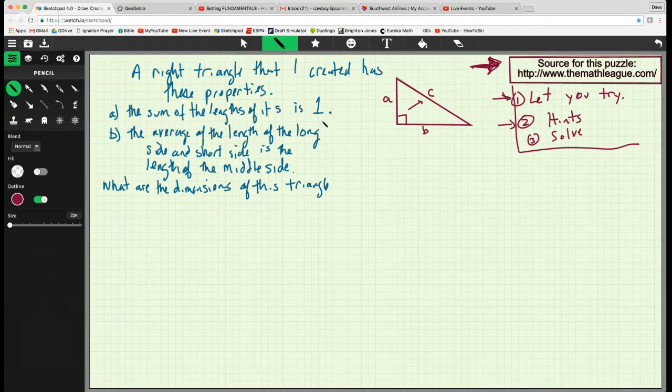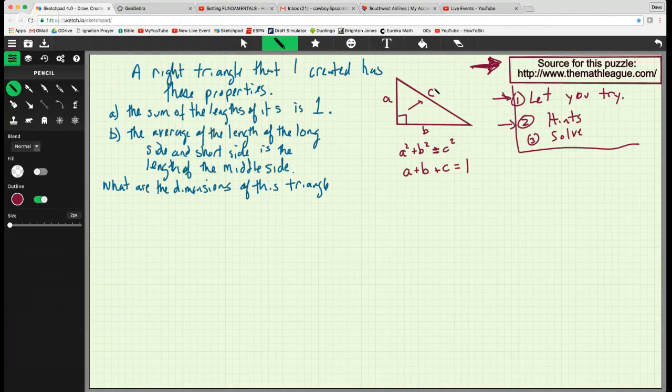So what we know is that A squared plus B squared equals C squared. What we also know, as further hints, is that the sum of the lengths is 1. So A plus B plus C equals 1.